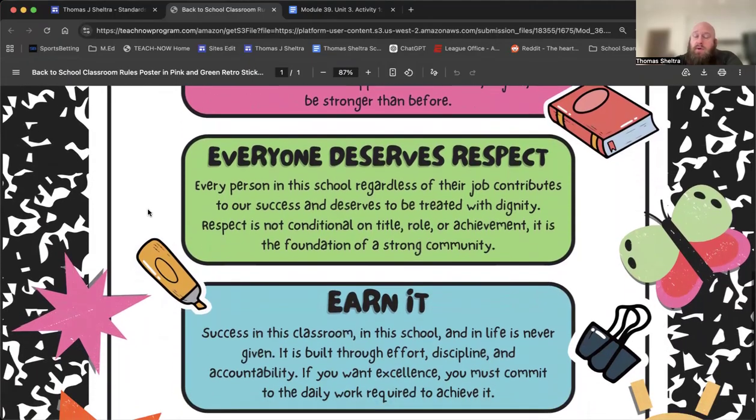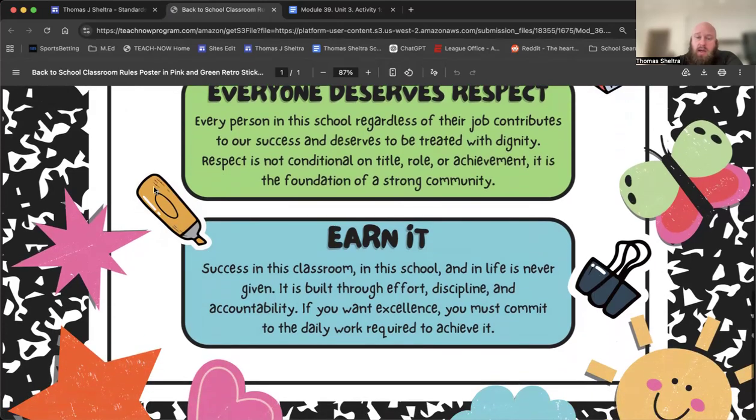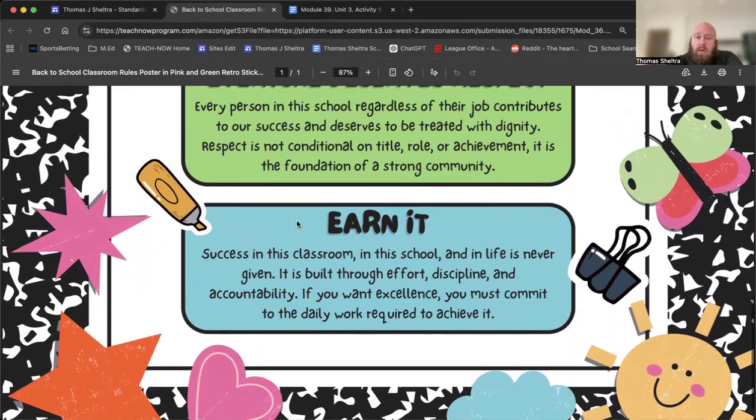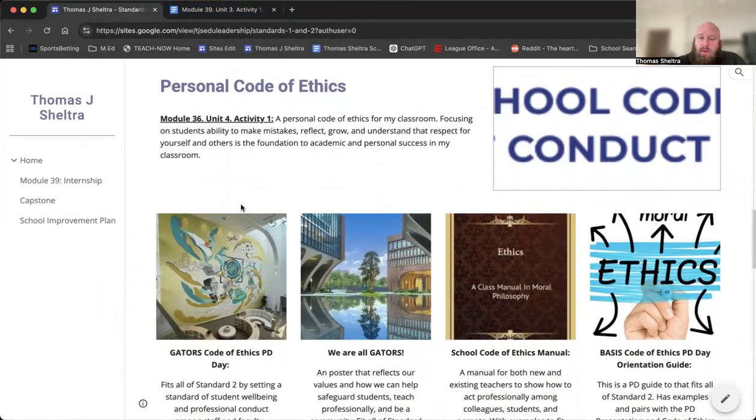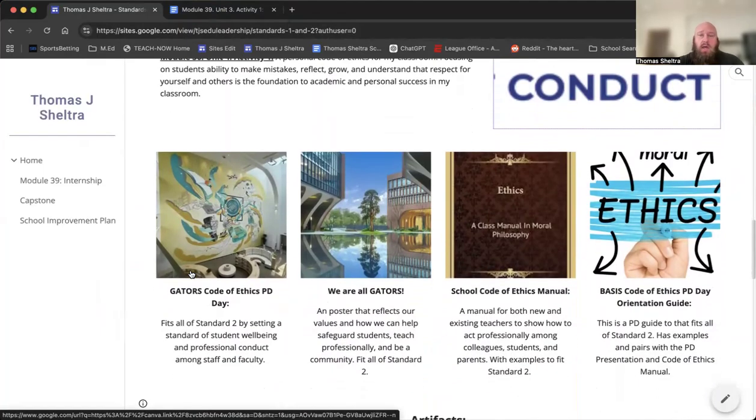Everyone deserves respect, not just other people within the classroom, but also you deserve respect as a student. So this goes hand in hand with treating other people the way that you would expect to be treated, and the idea of earning it. Everybody in the classroom, if you want success, you have to work for the success. And so those are other things that we have as far as the personal code of conduct.